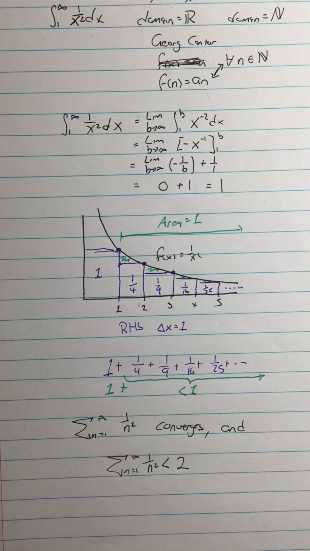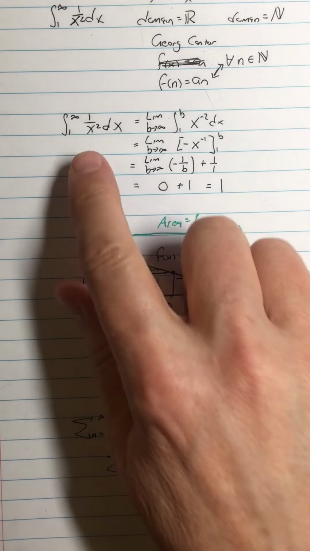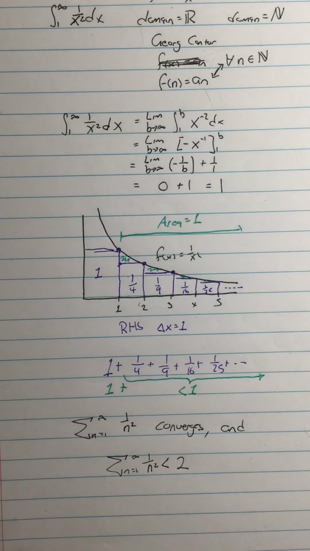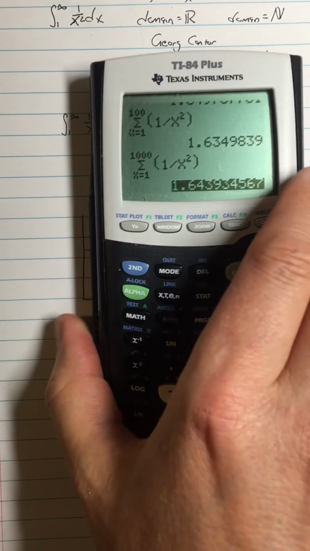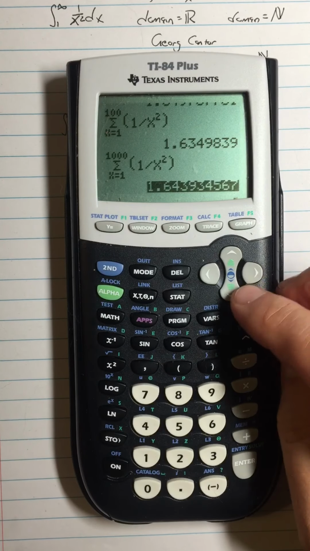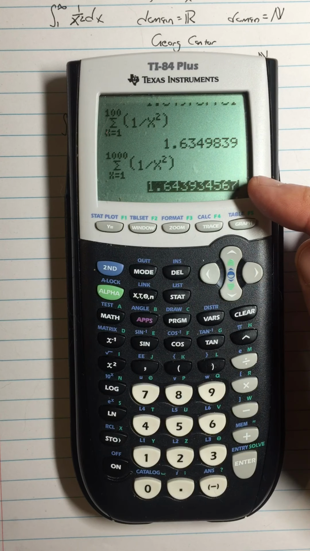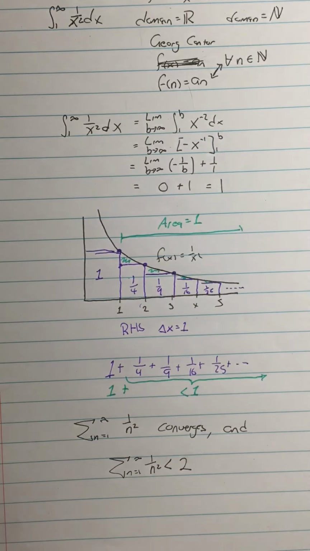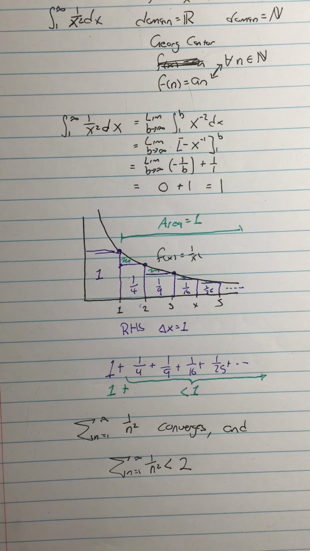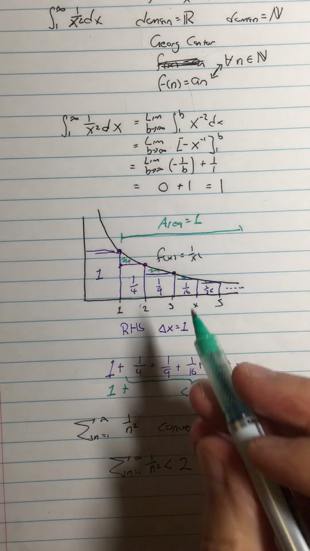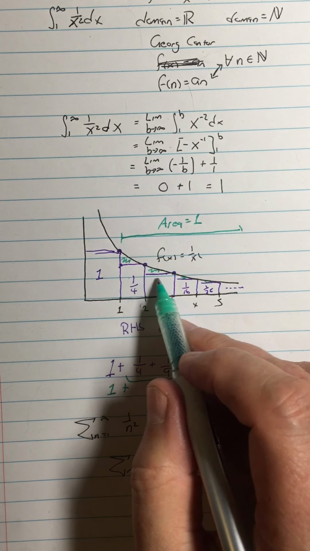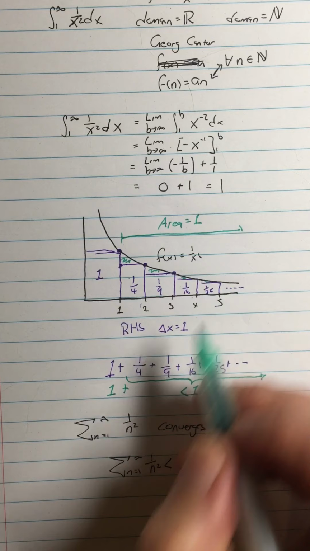All right? So that sum is less than 2. My integral being 1 told me that the sum converges, but it doesn't tell me anything about the value that I'm converging to, because I can see that I'm getting to 1.6349, 1.6439. This sum is not going to get up to 2. And in fact, I can make a more compelling argument by seeing that the actual sum is clearly less than the integral.